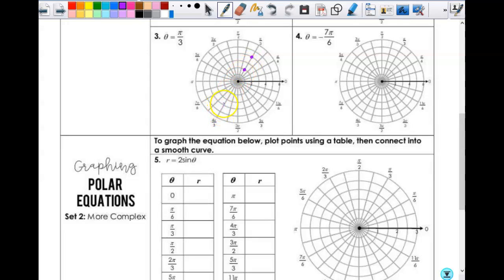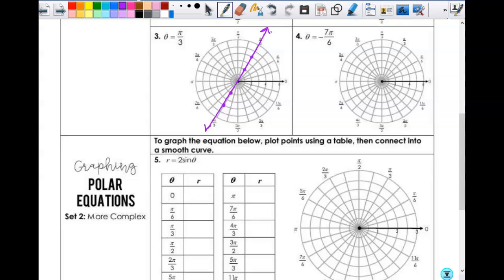Am I here at the right place? Okay. And so what is this going to graph? A line. All lines are straight. It's a line. And it's a line that goes through pi thirds. Okay? All right, so then let's look at number 4.